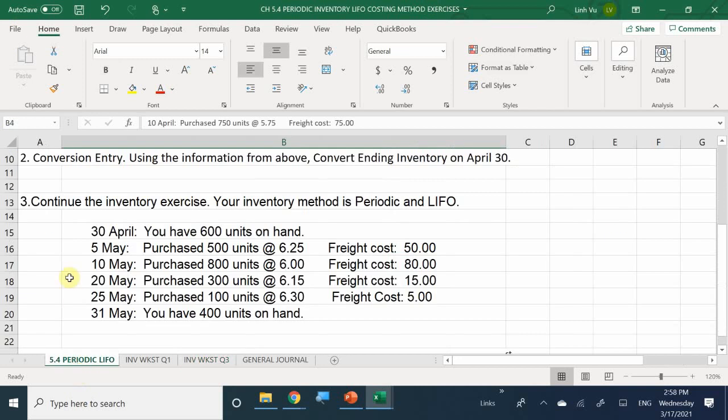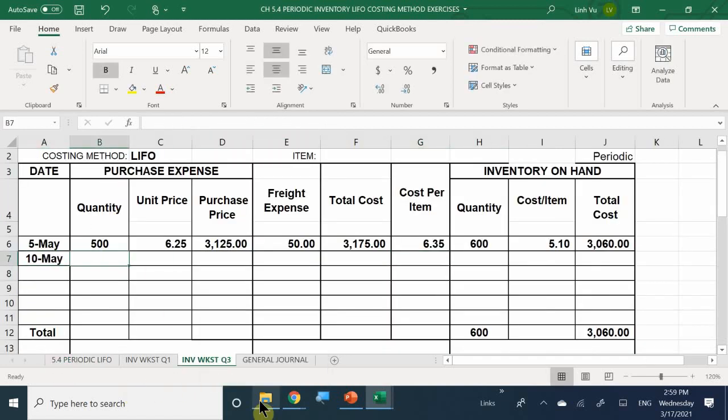So what happened next? You purchased 800 at $6 a piece, and freight was $80. So on May 10, we purchased 800 units at $6 with a freight of 80. So what's my purchase price? 4,800. What is my total cost? 4,880. And what is my cost per item? $6.10. Good.